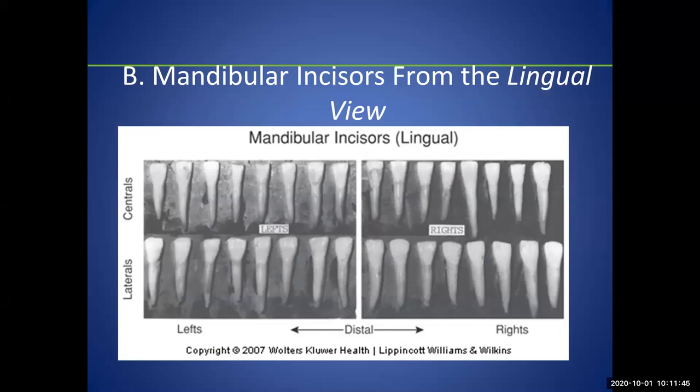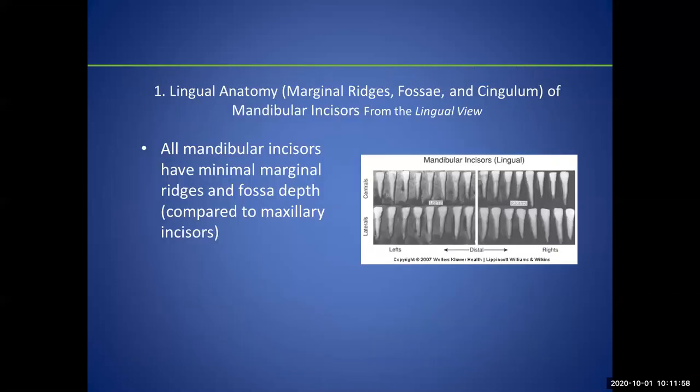Lingual view. They're very smooth compared to the maxillary incisors. All mandibular incisors have minimal marginal ridges and fossa depth compared to the maxillary. So the lingual of the maxillary incisor is very curvy. It's got these big marginal ridges and a deeper fossa, versus the mandibular incisors, which are smoother.